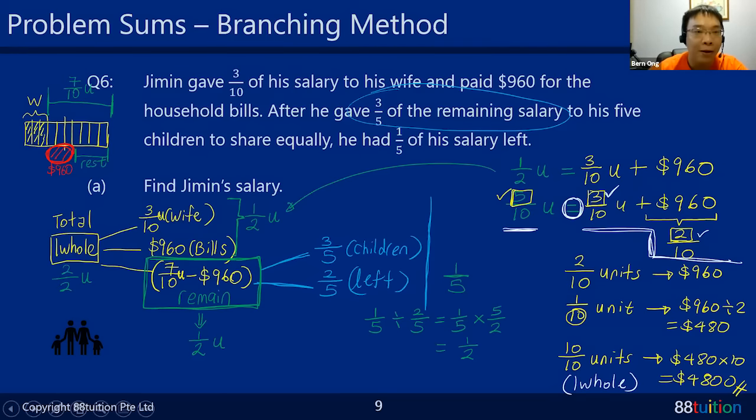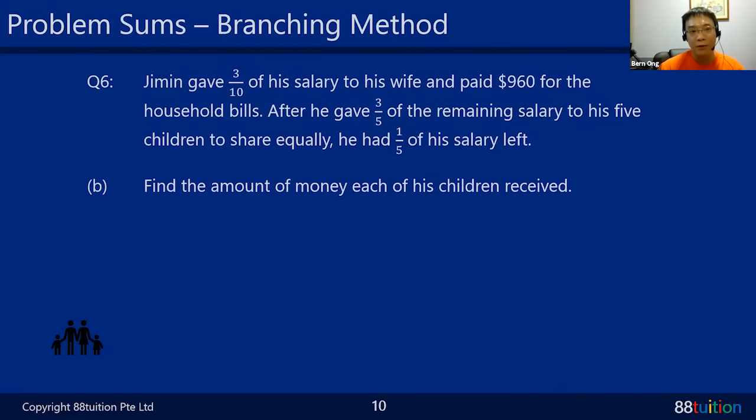All right. Okay, so let's go on to question 6B. That will be the last question. Why is it the last question? Question 7 will be your homework. And if you can try question 7, use the branching method to try to solve. All right. Let's go on to question 6B first. One question is homework for you to try.